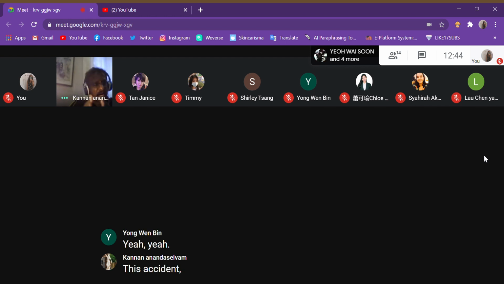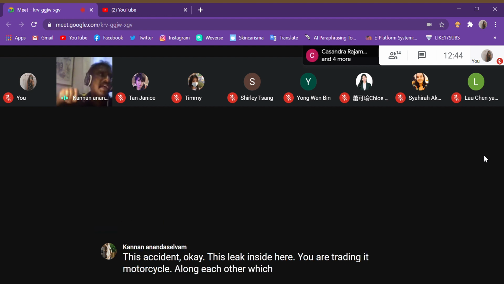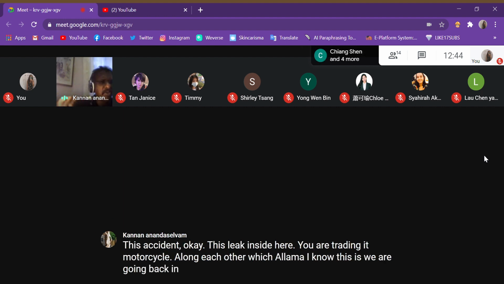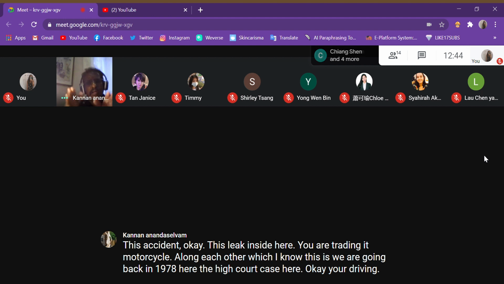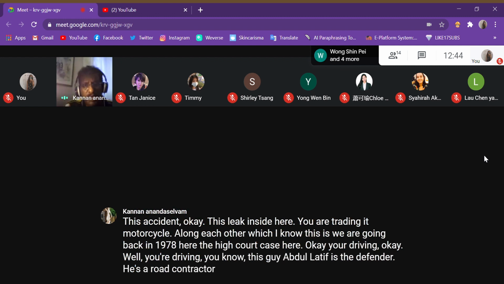This Lee Kim Sai, he was riding his motorcycle along Jalan Kuchai Lama. We are going back to 1978, or 72 or 78, I'm not sure. It's a High Court case. While he was driving, this guy, Abdul Latif, is the defendant. He's a road contractor. He was doing some road work.